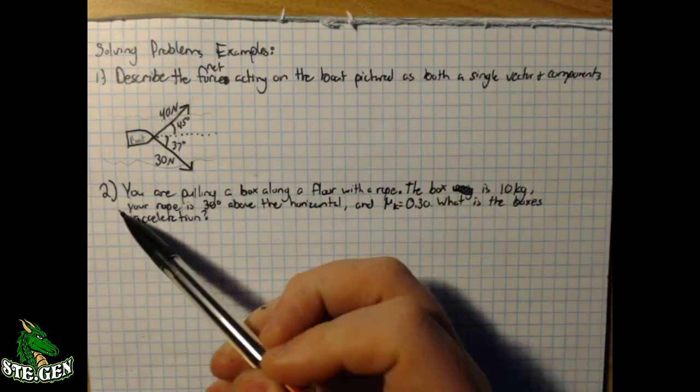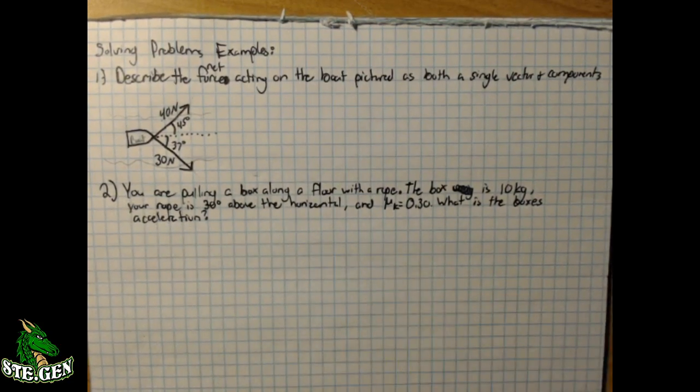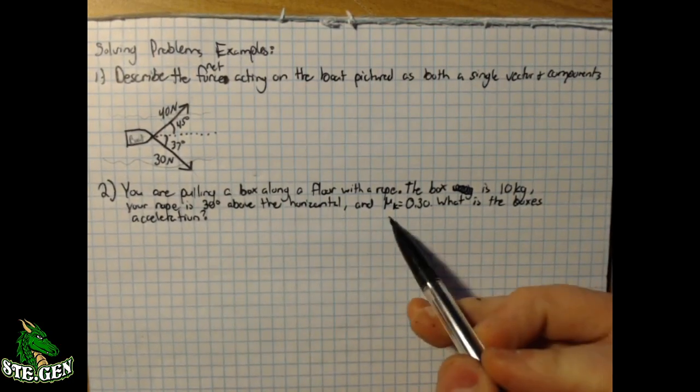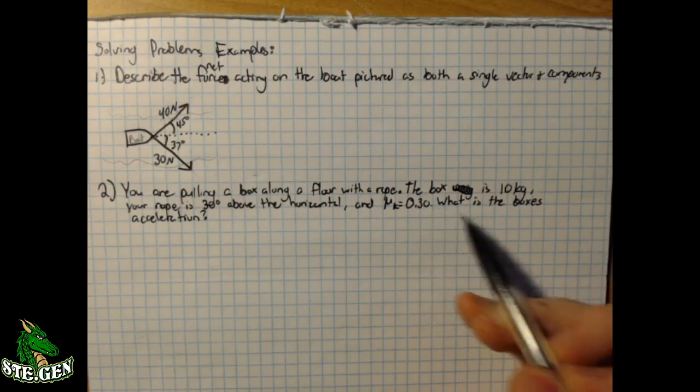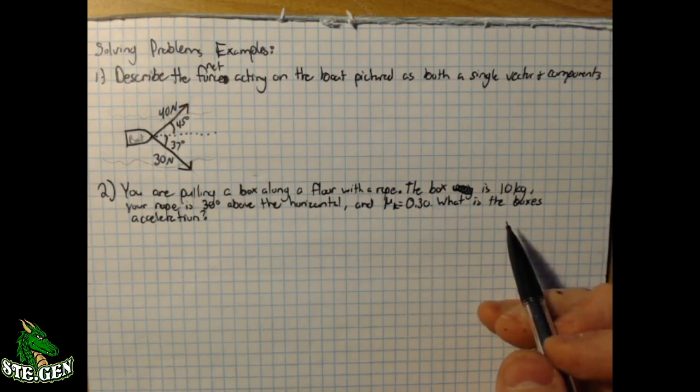And then question number 2, you're pulling a box along a floor with a rope. The box is 10 kilograms, the rope is 30 degrees above the horizontal, and the coefficient of kinetic friction is 0.30. What is the box's acceleration?